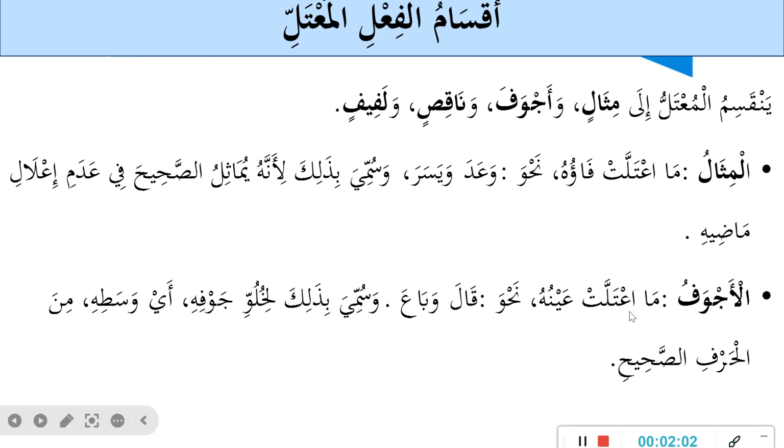The second one is al-ajwaf, ما اعتلت عينه. So it is when the aynul fi'l is a weak letter, like qala, ba'a. This is ajwaf.